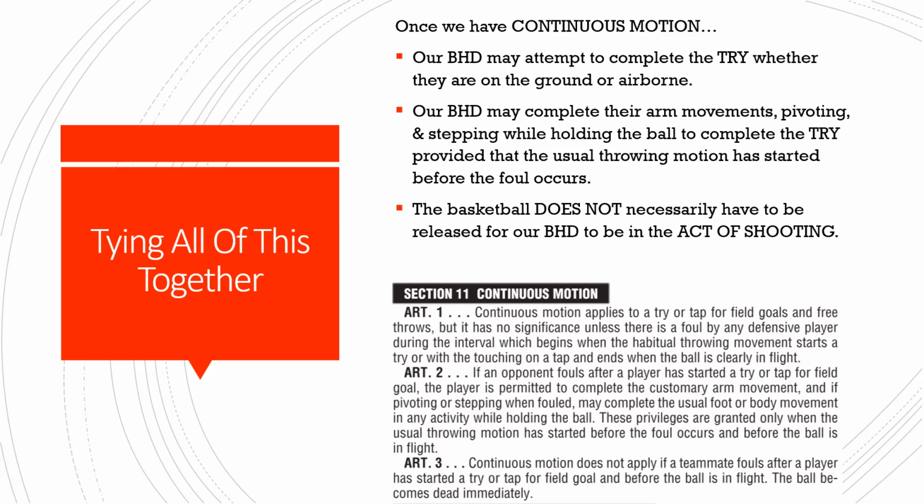Once we have continuous motion, our ball handler dribbler may attempt to complete the try, whether they are on the ground or airborne. Our ball handler dribbler may complete their arm movements, pivoting and stepping while holding the ball to complete the try, provided that the usual throwing motion is started before the foul occurs. The basketball does not necessarily have to be released for our ball handler dribbler to be in the act of shooting.